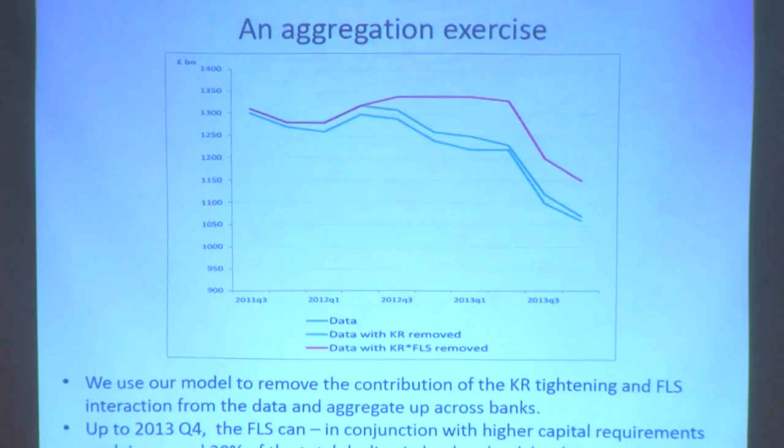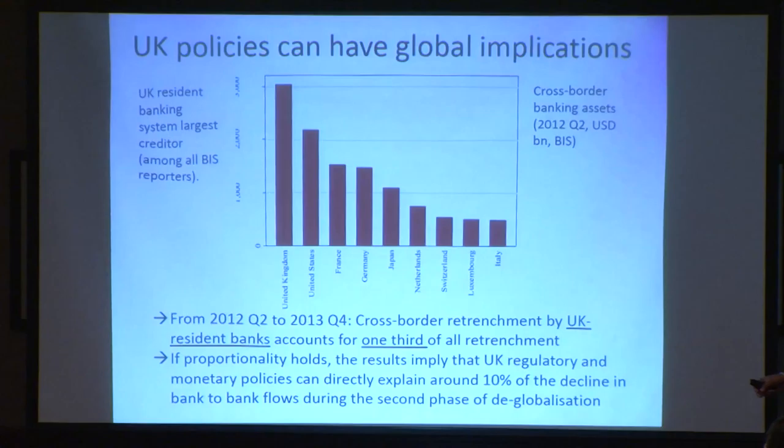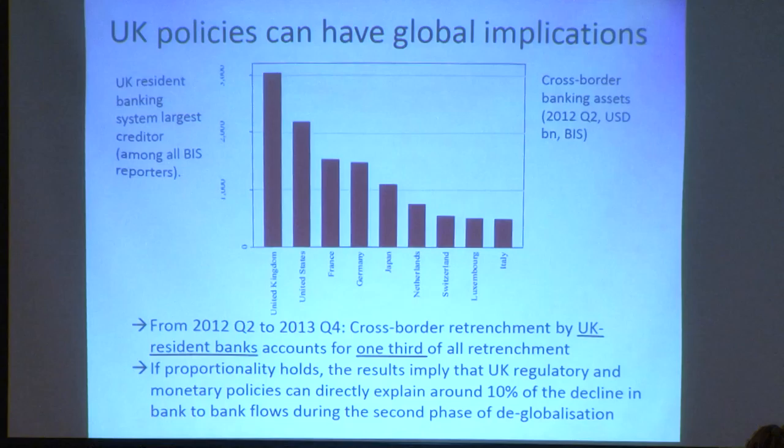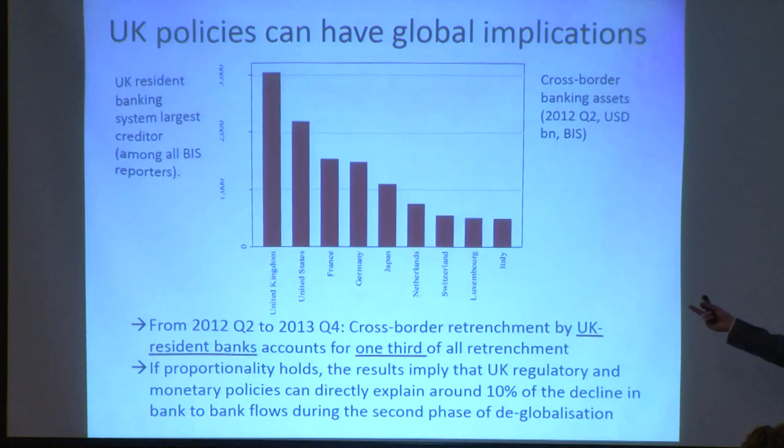This is a very important result, and it is also very important globally because the UK is the largest holder of cross-border banking assets. So taking some more heroic assumptions in this part of the paper, we can explain a third of the UK decline, which means we can explain already 10% of the global decline in bank-to-bank banking flows during the second phase of banking deglobalization.